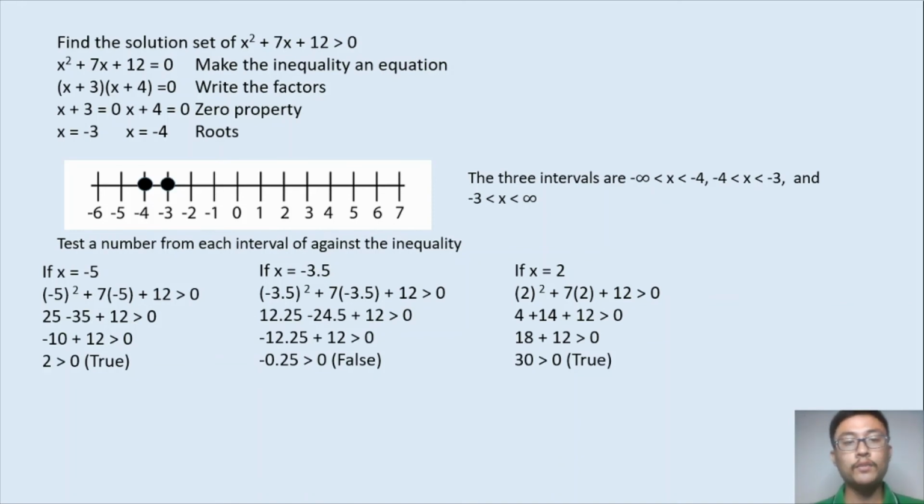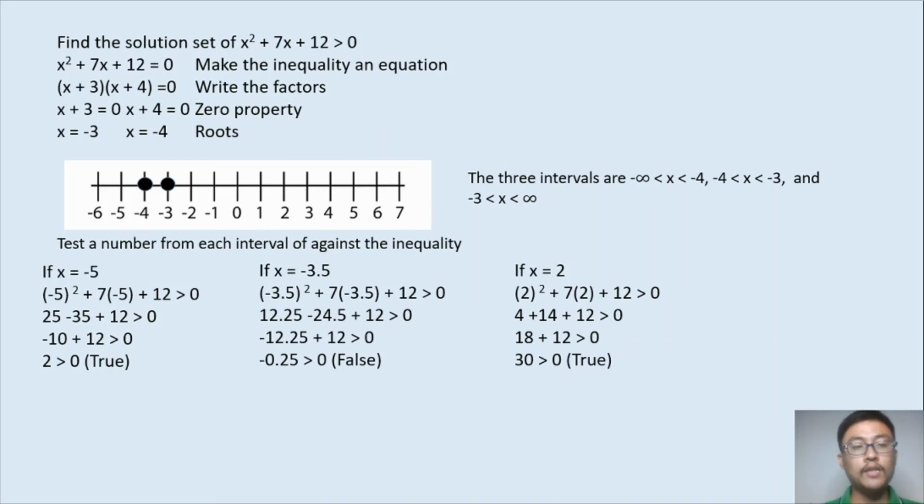Plus 7 times 2 plus 12. 2 squared is 4. Plus 7 times 2 is 14. Plus 12 is greater than 0. 4 plus 14 is 18. Plus 12 is 30, which is greater than 0. So that is also true.